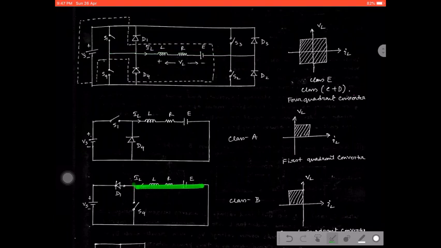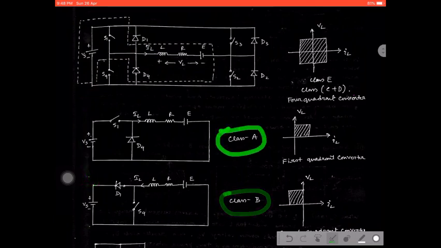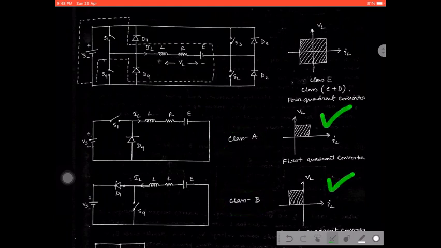That means if we consider the switch S4 and D1, which will give you the class B chopper, so we can say that the class B chopper is the opposite of class A chopper. I will explain later why it will cover this kind of quadrant operation. I will discuss it just a few minutes after.